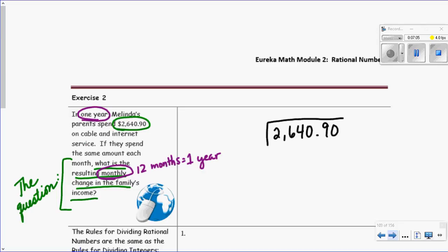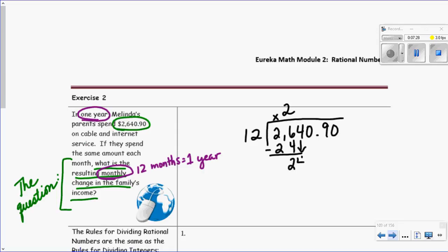Okay, and then we're going to divide that by 12 months to figure out what the cost is, or the resulting change in the family's income each month. Okay, 12 doesn't go into 2. I like to put a little X there so I don't accidentally put another number above the 2. Then I can go to 26, and I know that 12 goes into 26 twice. That would make 24. Then I subtract.